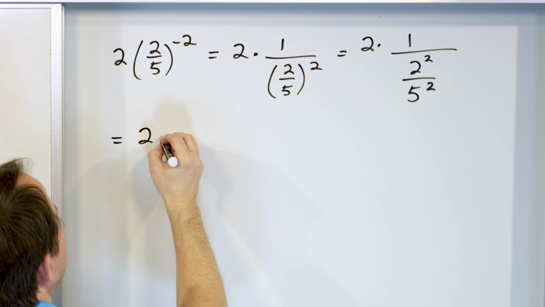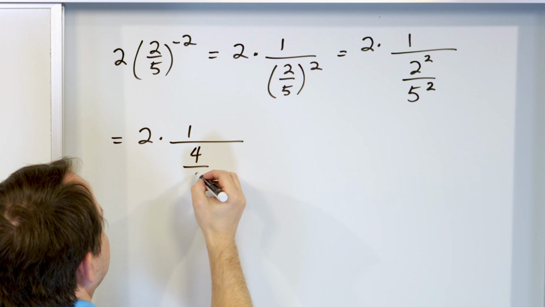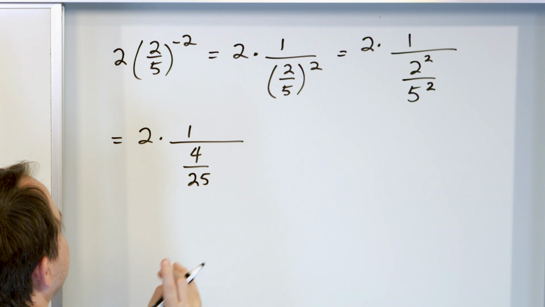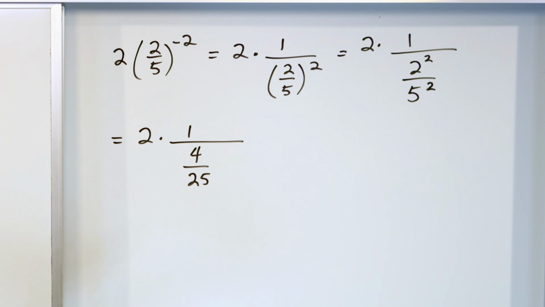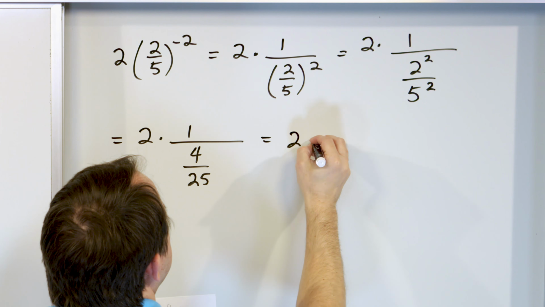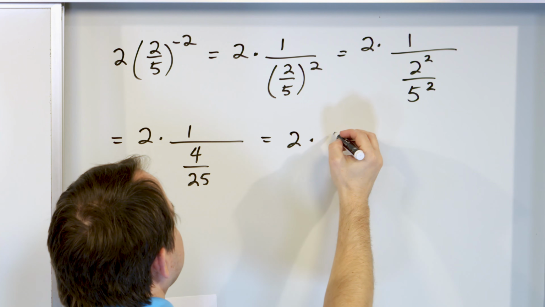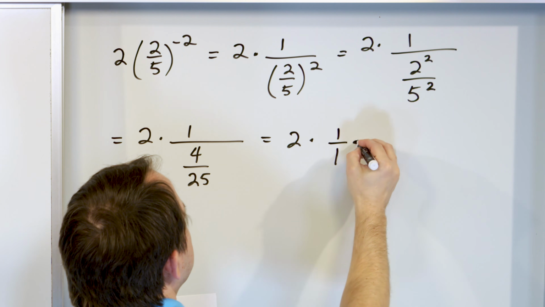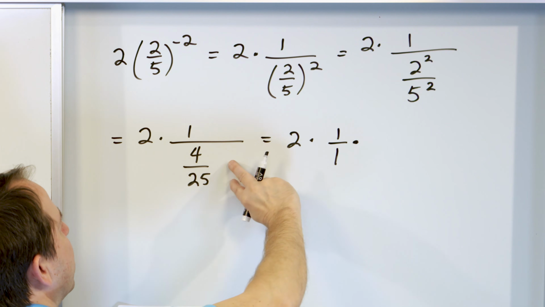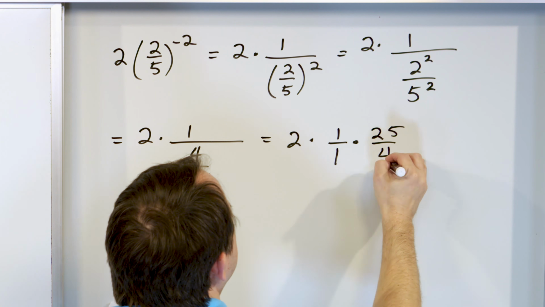So let's keep the 2 times here. In the bottom, 2 squared is 4. 5 squared is 25. So there's a couple of ways to proceed, but basically let's keep the 2 out in front here. Now this is fraction division. It's a number divided by a fraction. So let's write this as 1 over 1 multiplied by, because that's what it is, 1 over 1. We'll take this, we'll flip it over and multiply, 25 over 4.